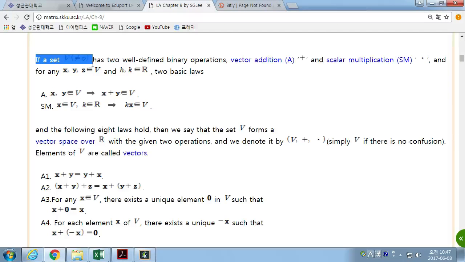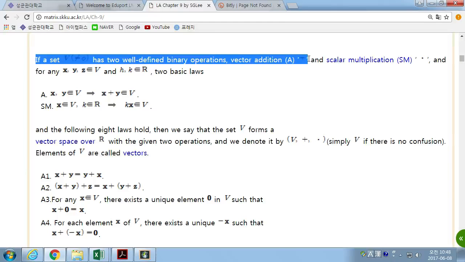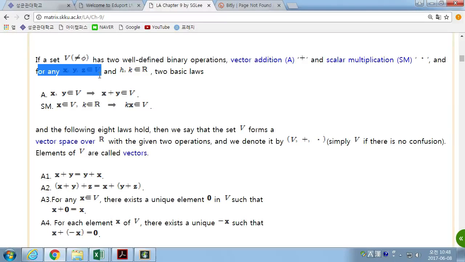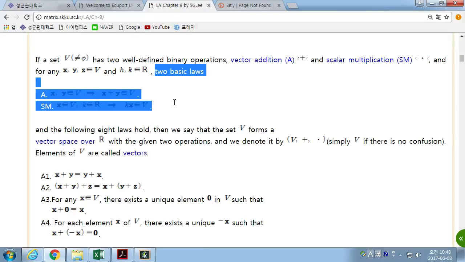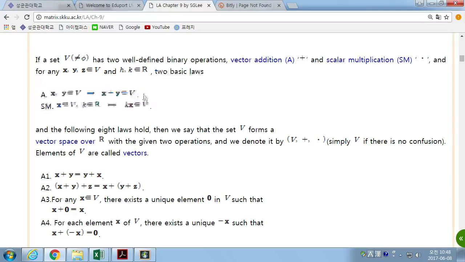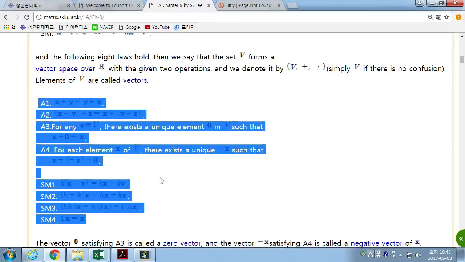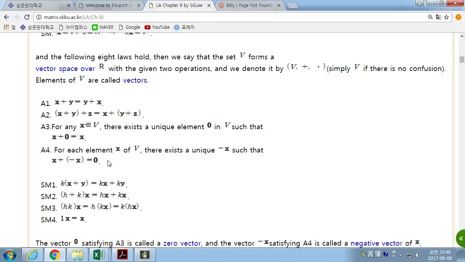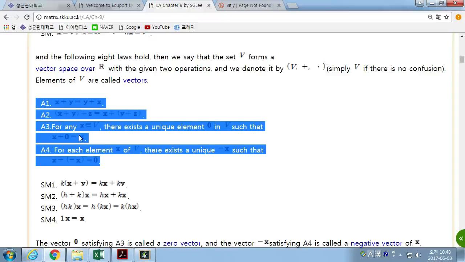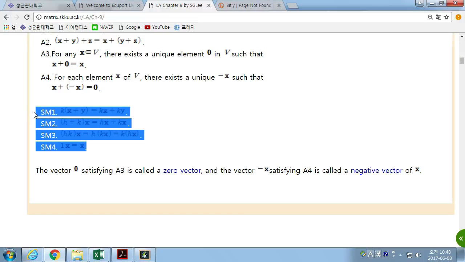If a set V is a non-empty set and has two well-defined binary operations, one is vector addition and the other one is scalar multiplication, and for any vectors in V and the scalars from R satisfy two basic laws: closed under the vector addition, closed under the scalar multiplication. Two basic laws. And 8 operational properties, 4 related to the vector addition and 4 related to the scalar multiplication.